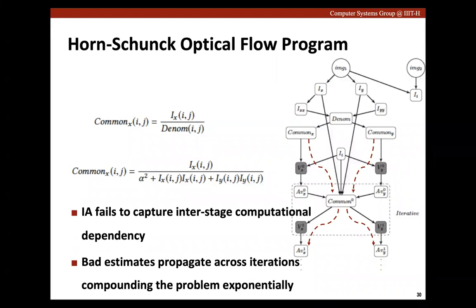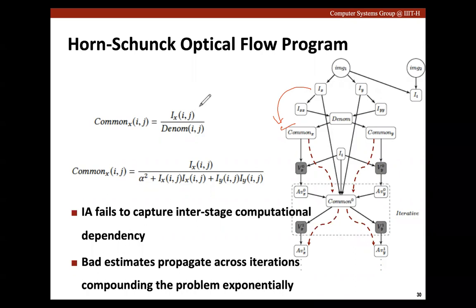If you look at the common X stage, just follow my line of thinking or argument. So there should be a line from here to here, I guess, which is missing. A pixel in the common X stage is obtained by dividing a pixel from the IX stage by the corresponding pixel from the denom stage.